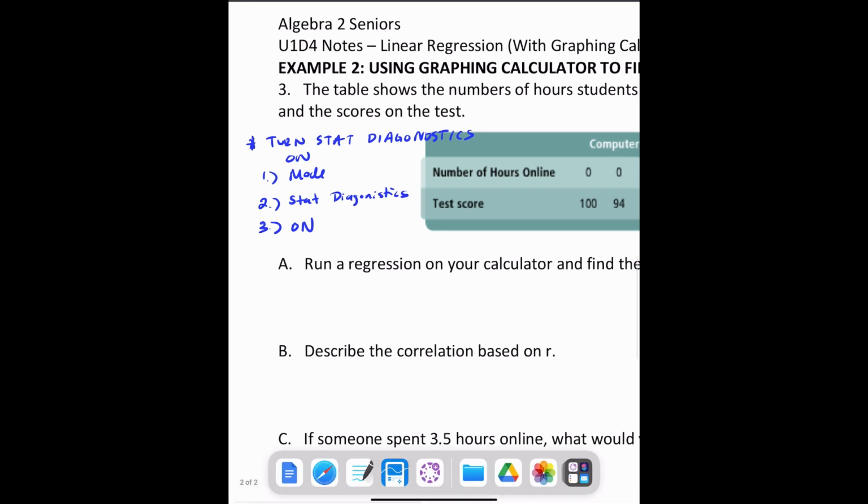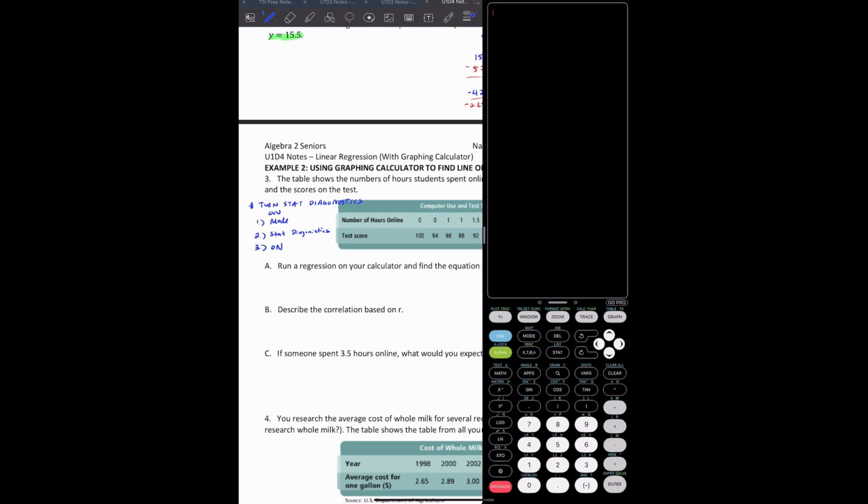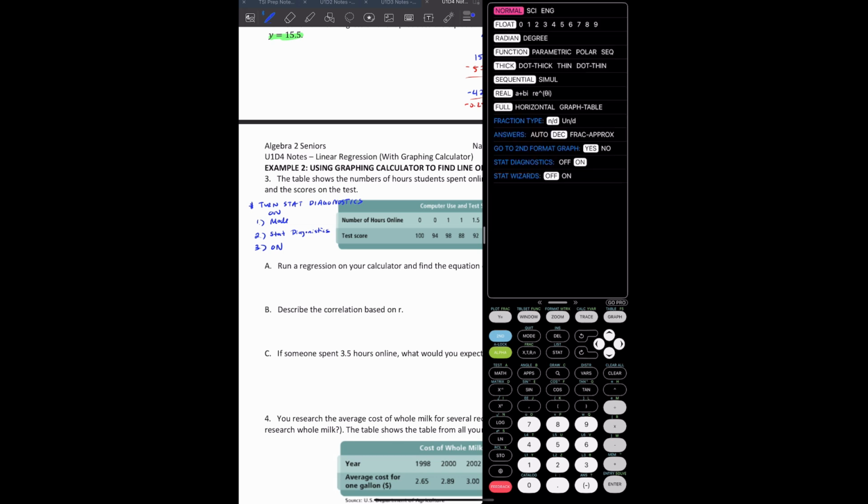So let's go ahead and do that right now with our graphing calculator. So I'm going to go find the mode button. It's right next to the second button. All you have to do is just press the mode button. And then this is the screen that you're supposed to get on your graphing calculator. So you're on normal right now. We're not going to mess with anything in this row, but we're going to scroll all the way down until we see stat diagnostics.